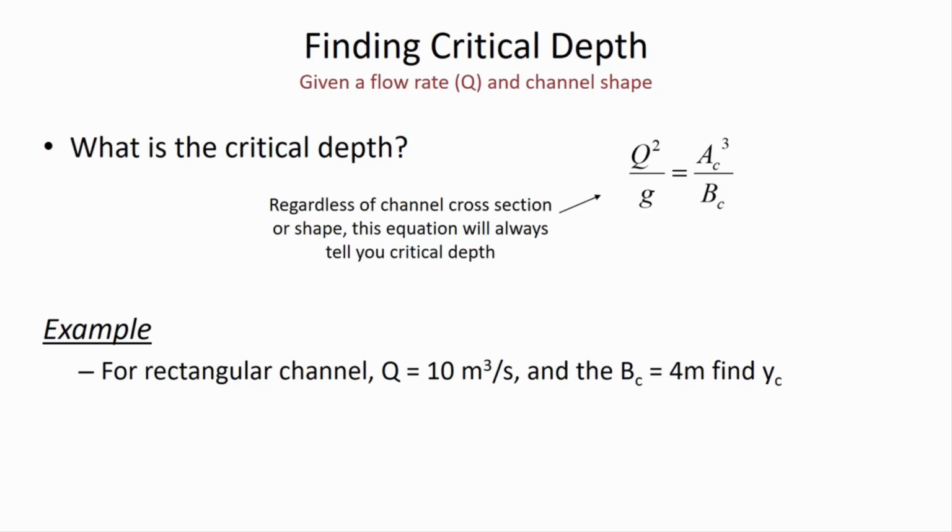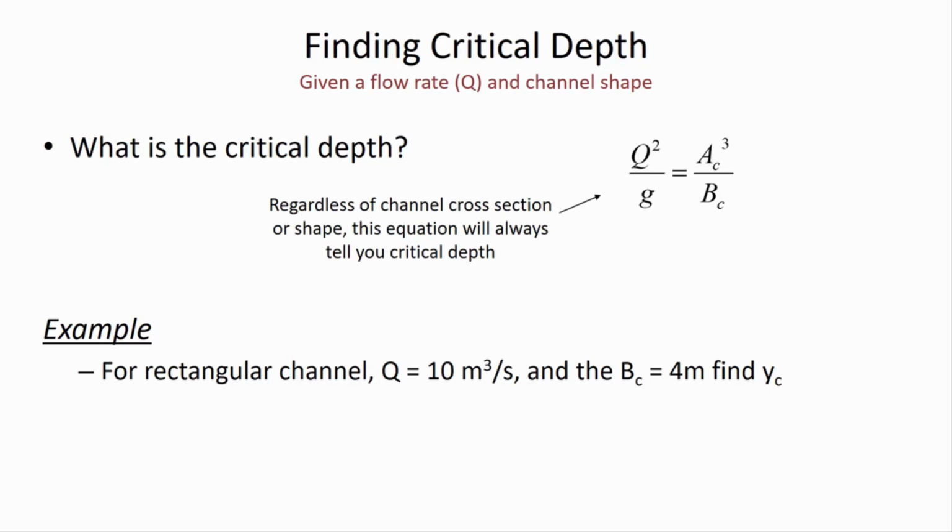What that leads us to is that y sub c is b sub c squared times Q squared divided by g, to the 1/3 power, and then we multiply that by 1/4. So the critical depth is going to be 4 meters squared times 100, because the Q was 10, divided by 9.81, to the 1/3 power, and then times 1/4, so 0.86 meters.